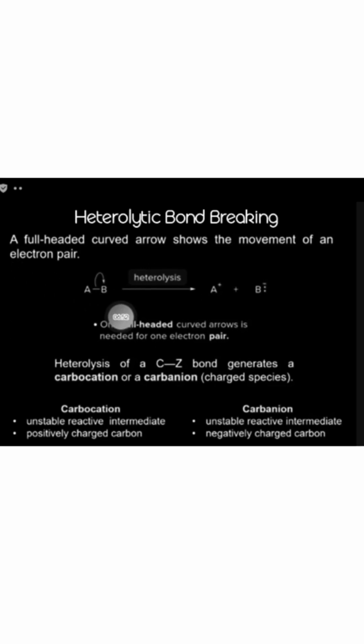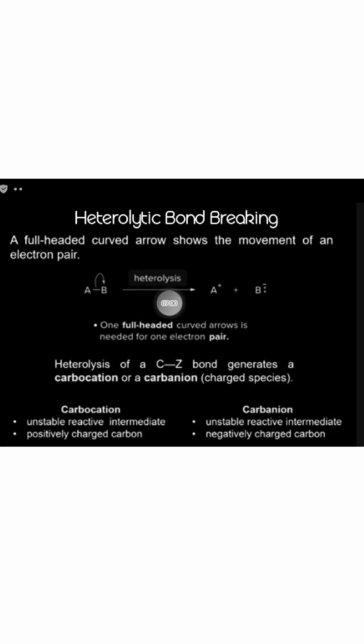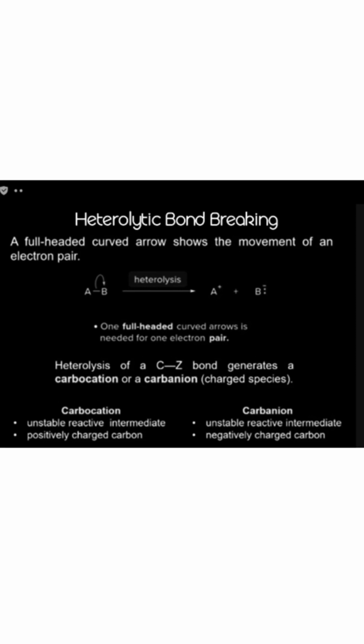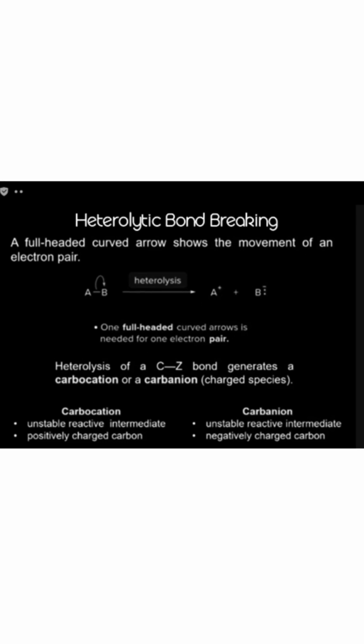This shows the complete transfer of an electron pair. You know that two electrons are transferred from the bond when the bond is broken between two atoms, then the breaking electrons are moved towards one atom, and it is shown by a full-headed curved arrow. Here you can see that in AB, when the bond is broken, the electrons are moving towards B, and hence B is said to be more electronegative than A.